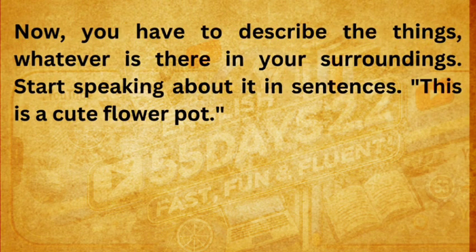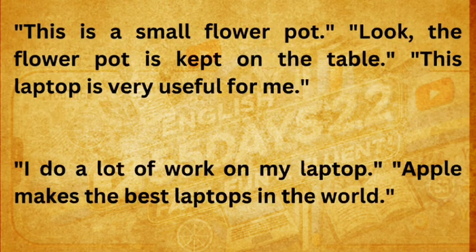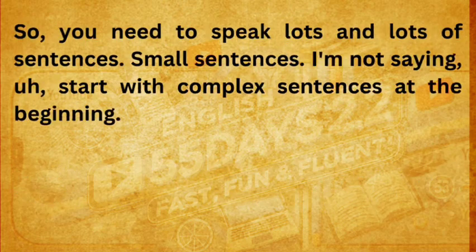Now, you have to describe the things, whatever is there in your surroundings. Start speaking about it in sentences. This is a cute flower pot. This is a small flower pot. Look, the flower pot is kept on the table. This laptop is very useful for me. I do a lot of work on my laptop. Apple makes the best laptops in the world. So you need to speak lots and lots of sentences.